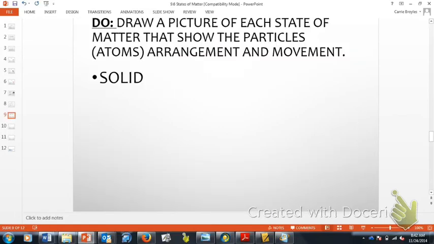Now, on the back, what we're going to do is I am actually going to have you guys draw some pictures here, and I'm going to draw those with you just to make sure that you're doing that how we need to. But it says to draw a picture of each state of matter that show the particles or atoms arrangement, and then I want you to add the movement. I want you to write some words about how they are actually arranged there. So we're going to draw some circles that represent the atoms or the particles, and I'm going to draw them really close together.